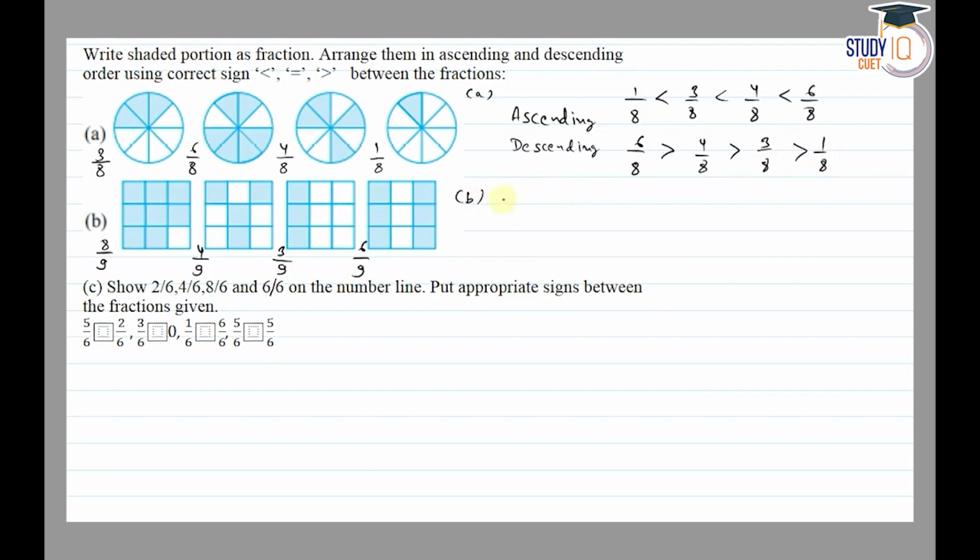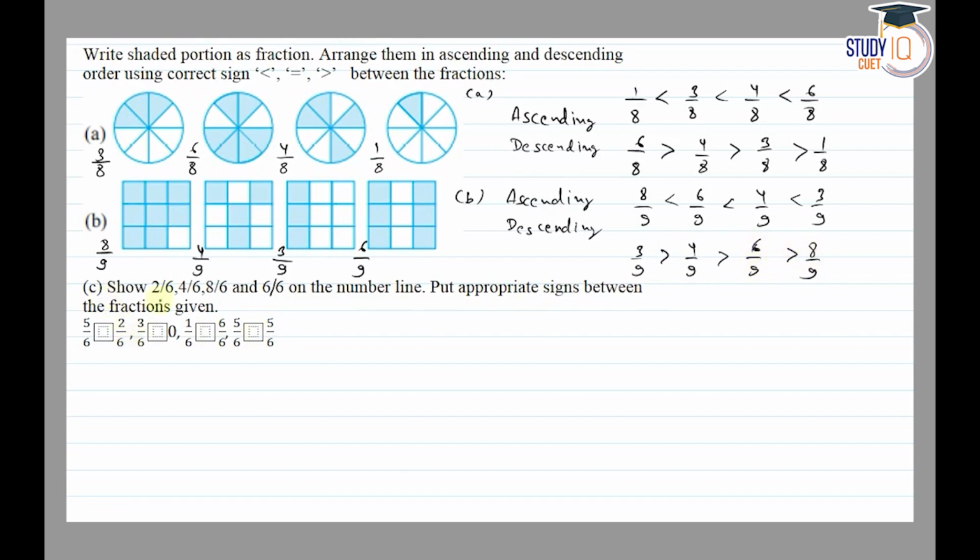Part B. Same here, we will arrange them in ascending and descending order. So first the smallest number we have is 3 by 9, then the order is 3 by 9 is less than 4 by 9 is less than 6 by 9 is less than 8 by 9. Same, arrange it in descending order: 8 by 9 is greater than 6 by 9 is greater than 4 by 9 is greater than 3 by 9.